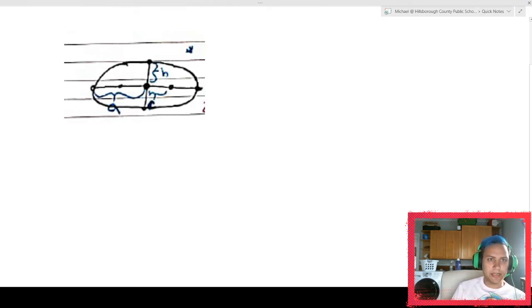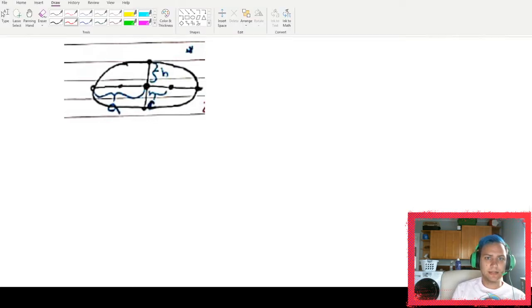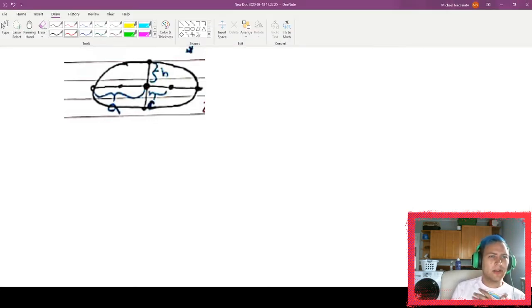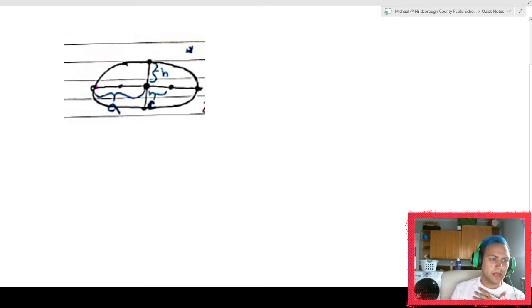What's going to happen right here is we have a couple of representations. The first one, the distance from here, which we'd call the vertex, to the center of the ellipse, that length would be referred to as A in this problem.